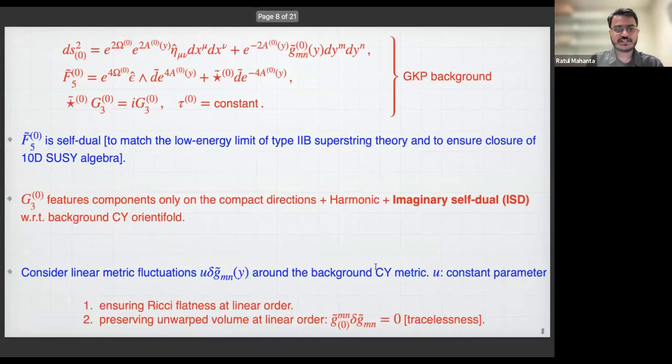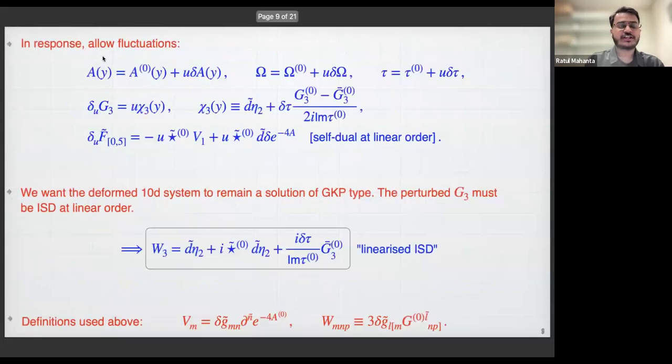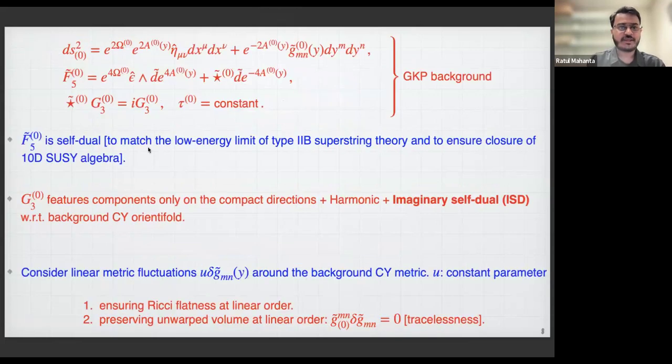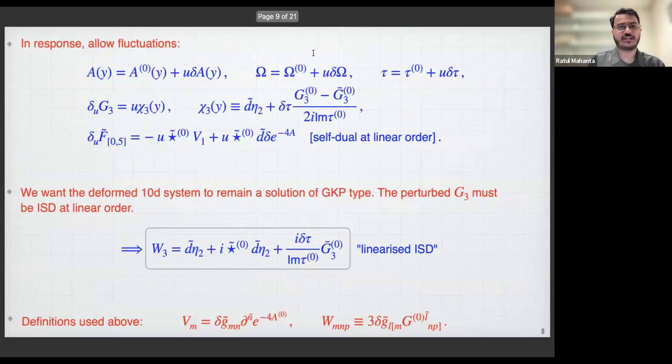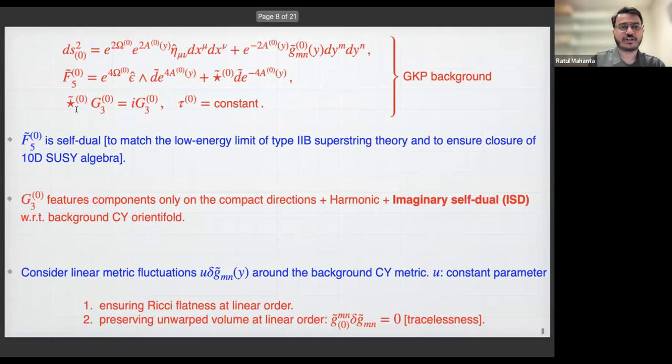Since we are fluctuating the extra dimension internal manifold, in response we need to allow fluctuations in the warp factor, the Weyl factor, the axiodilaton, the three-form flux, and also the five-form field strength. It is because if we depart away from the background and we want to still satisfy the 10D equations of motion, we need to adjust the background. So we have fluctuated them.